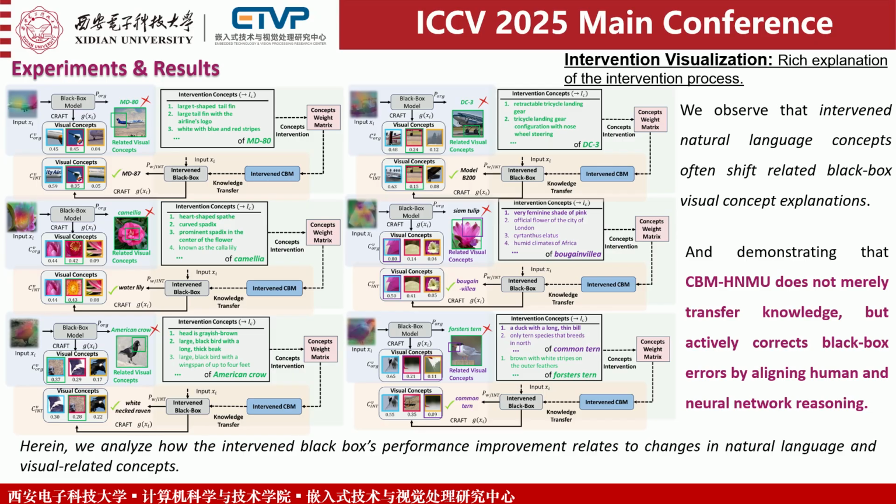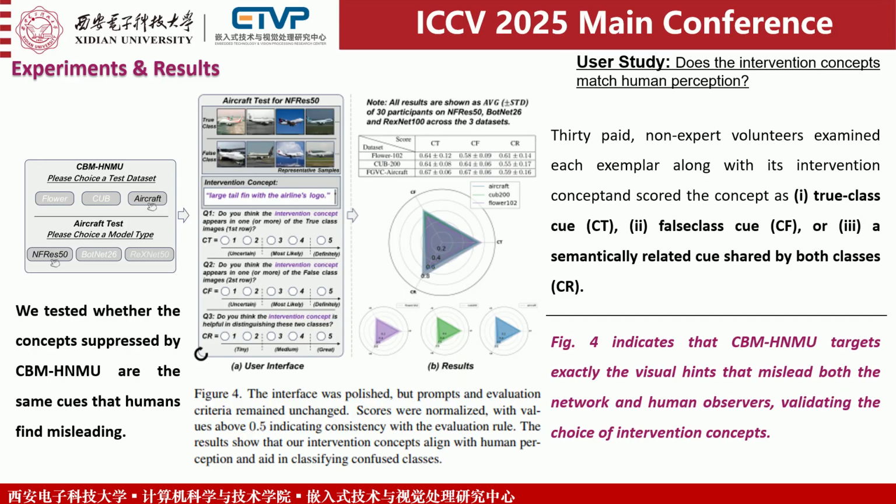Consistently, the importance score of the tail visual concept, which matched the intervened natural language description, also decreased after the intervention. This demonstrates that CBM-HNMU does more than just transfer knowledge, but proactively corrects black box errors by coordinating human and neural network reasoning. Furthermore, we used a user study to verify that the conceptual intervention of CBM-HNMU is consistent with human visual perception. We tested whether the concepts suppressed by CBM-HNMU are the same cues that humans find misleading.